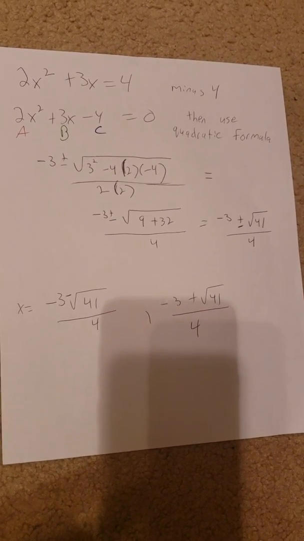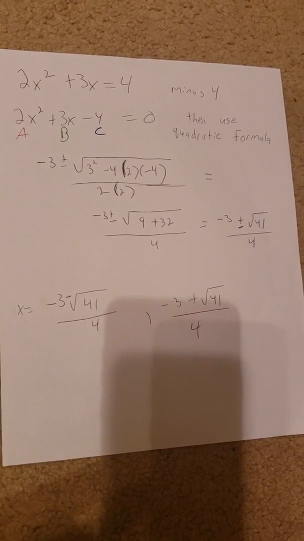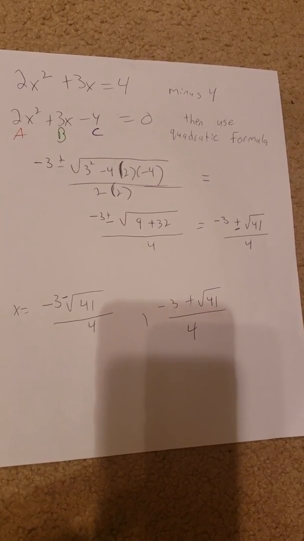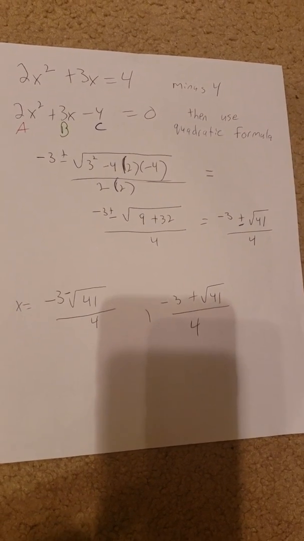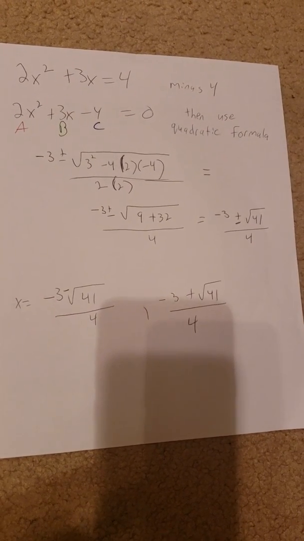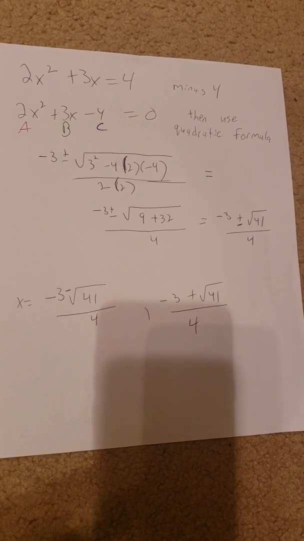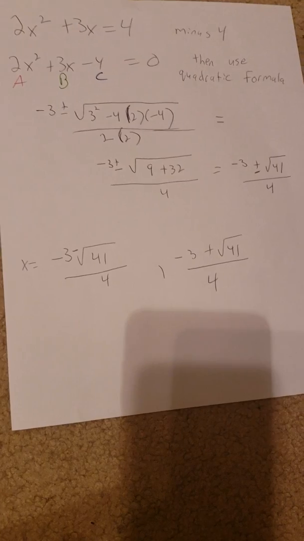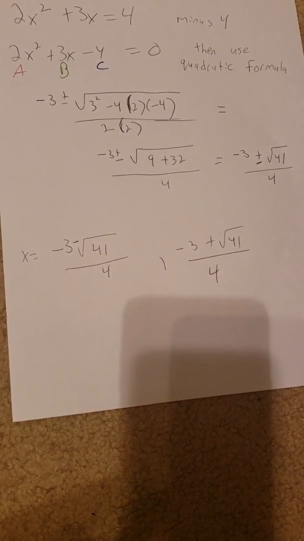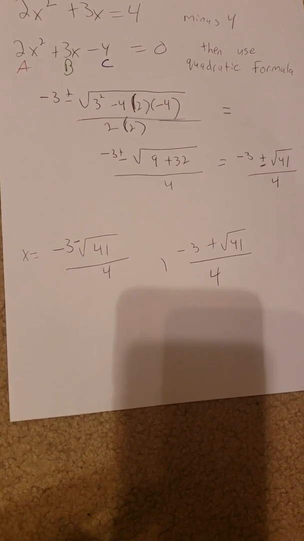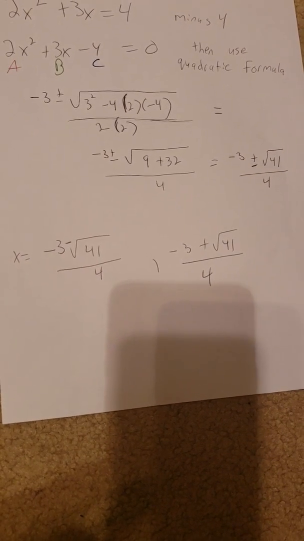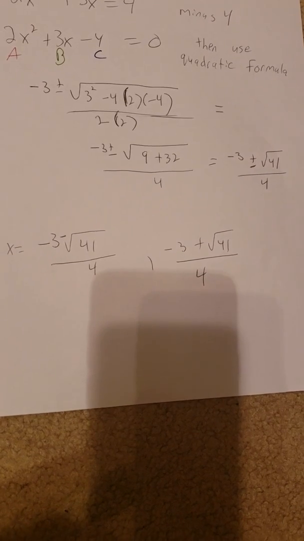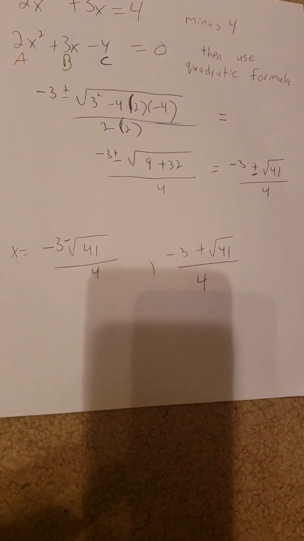and that is going to give us negative 3 plus or minus the square root of 9 plus 32 all over 4, which equals negative 3 plus or minus the square root of 41 all over 4, which is going to give us x equals negative 3 minus the square root of 41 all over 4, and x equals negative 3 plus the square root of 41 all over 4.